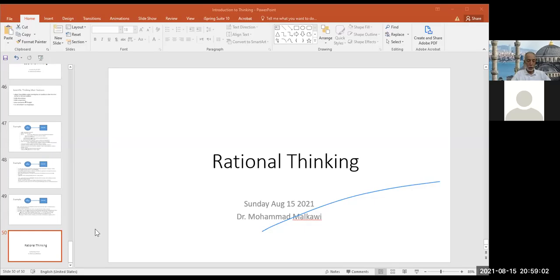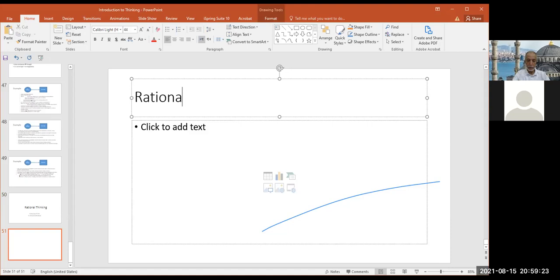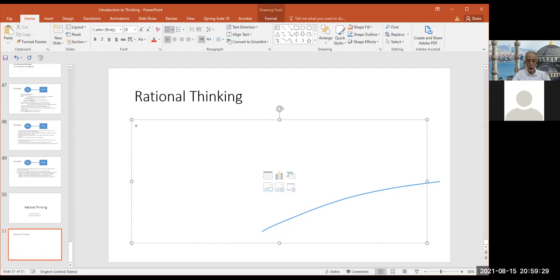Okay, thank you. Last time, yesterday, we talked about scientific thinking, and previously we talked about logic. Today we will talk about rational thinking as a method of thinking. So let me create this new slide here. Rational thinking is one of the methods of thinking, and this is the most straightforward way of thinking.